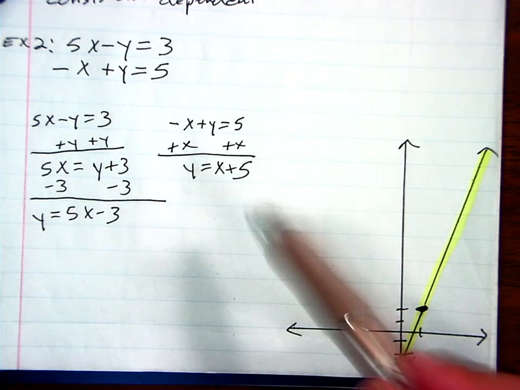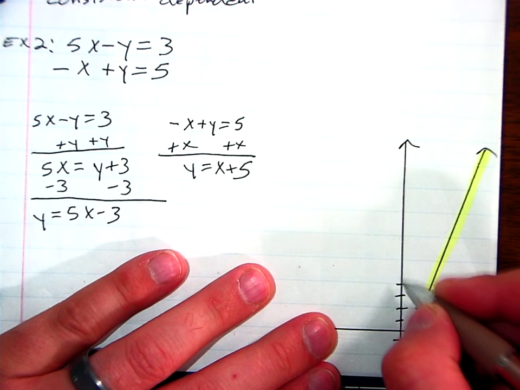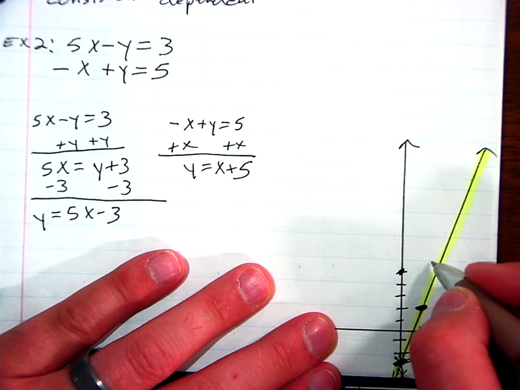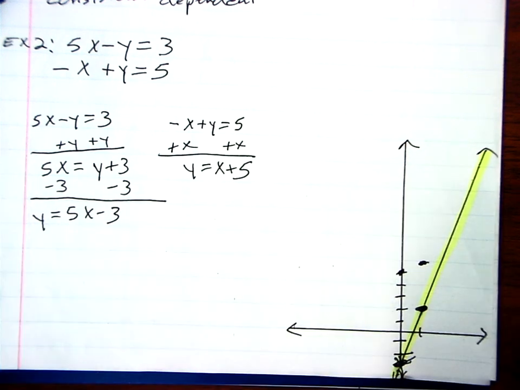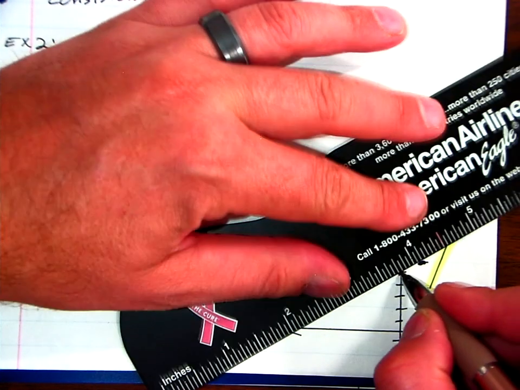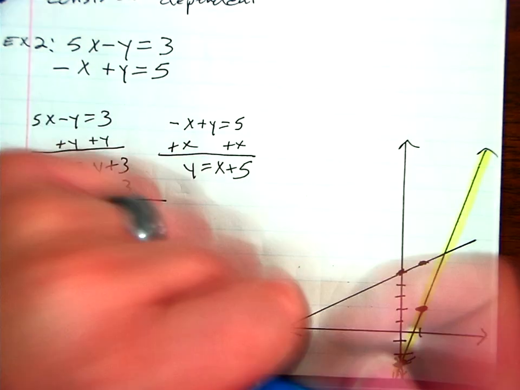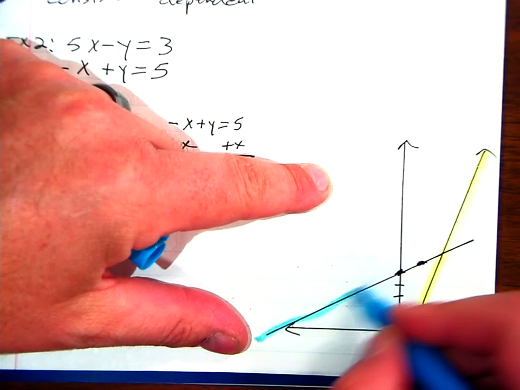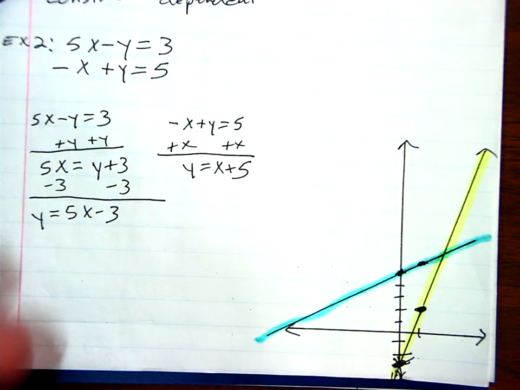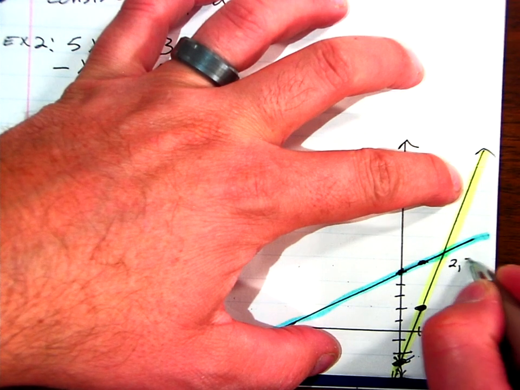And now I'm going to graph the other line. I'm going to go up 5, 1, 2, 3, 4, 5. My slope is 1, so I'm going to go up 1 over 1. I'm going to graph my line. I'm going to highlight my line because I can. And this point right here is over 2, up 7.